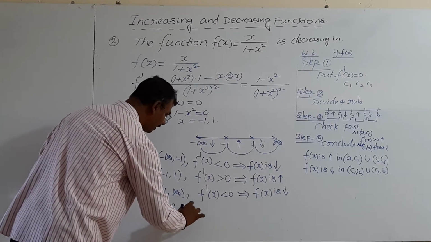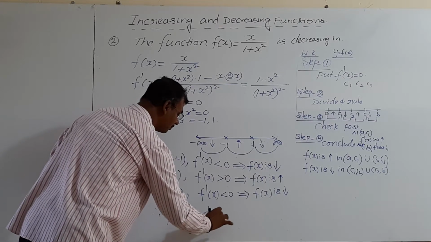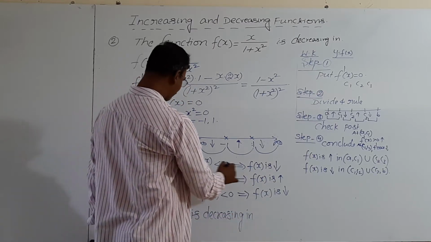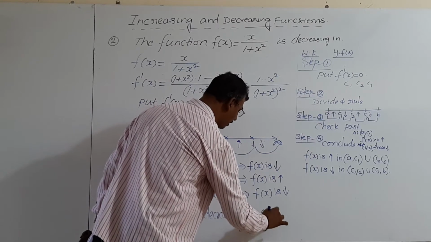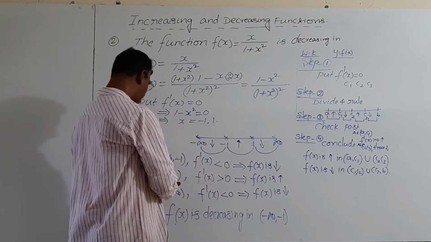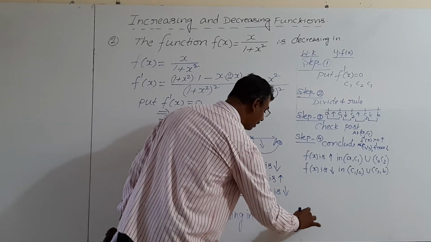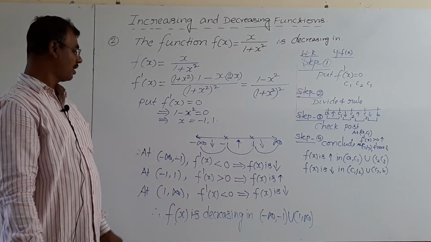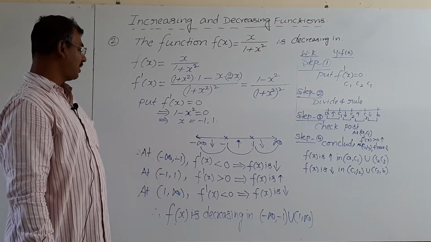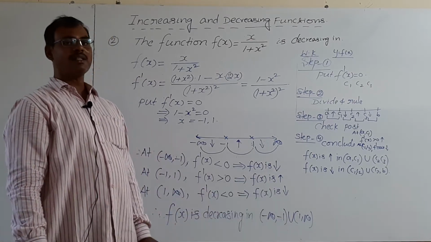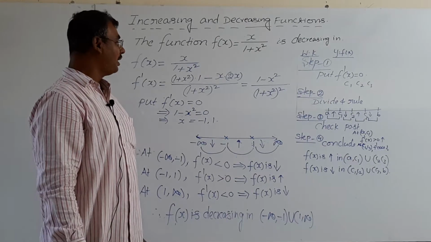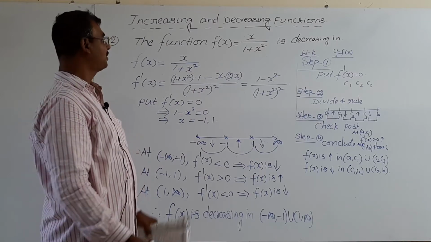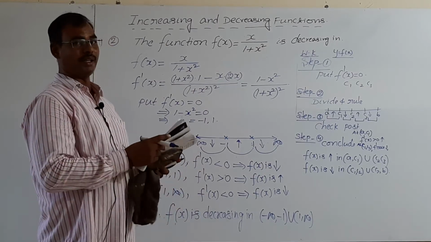Therefore f of x is decreasing in which interval? Minus infinity comma minus 1 and also 1 comma infinity. So combined means here union. We have to use the union symbol. So in which interval is the function decreasing? Minus infinity comma minus 1 union 1 comma infinity. Got the answer? Is it applicable everywhere? Yes, this problem is very, very important.